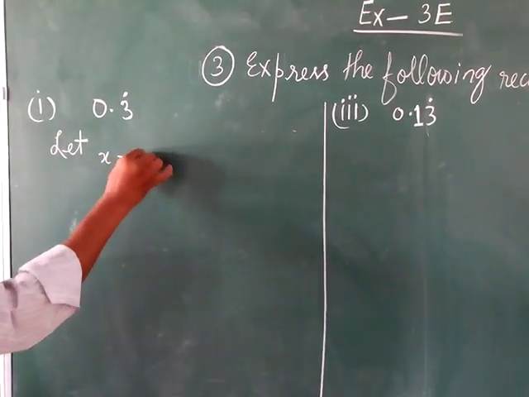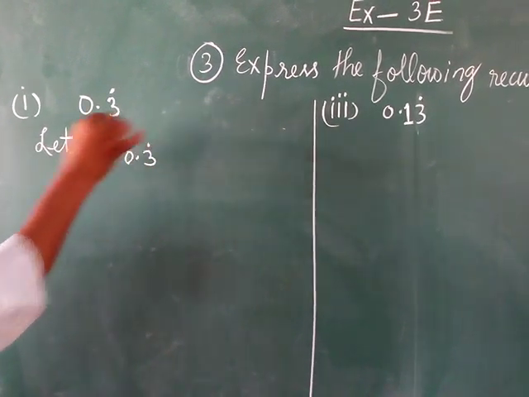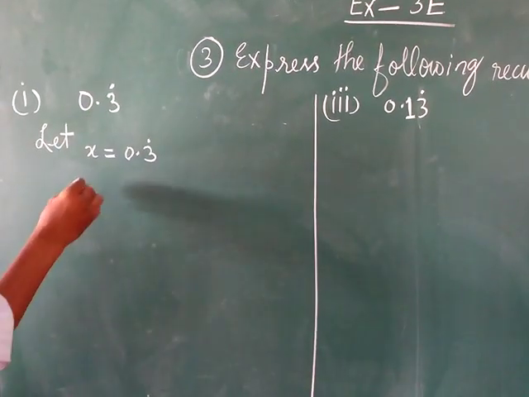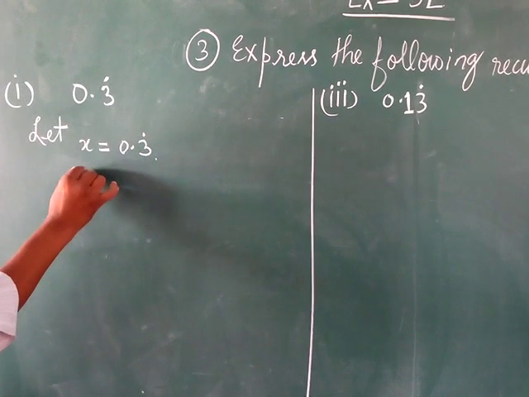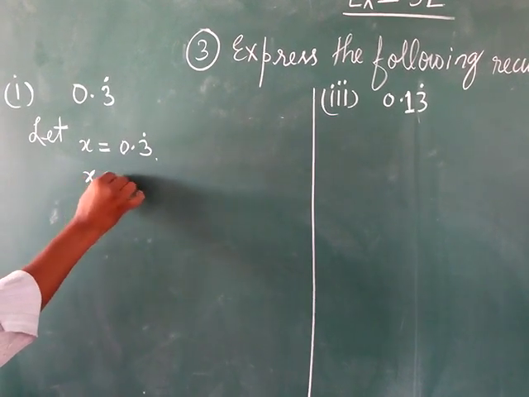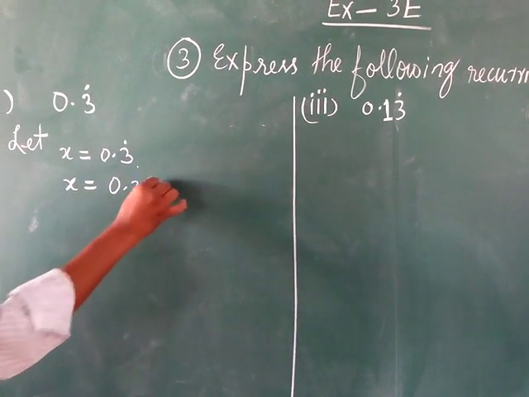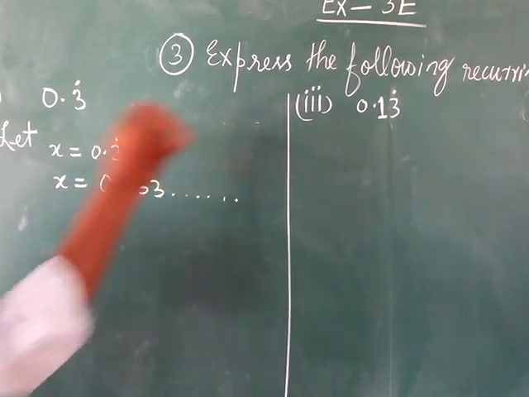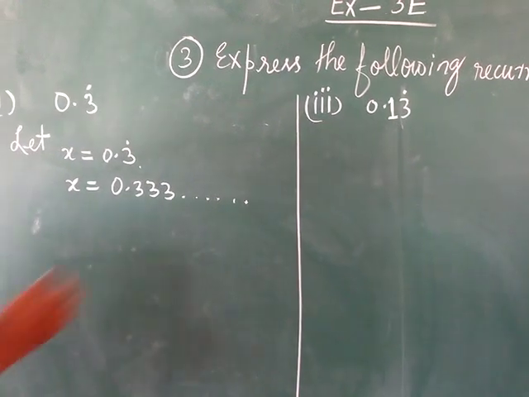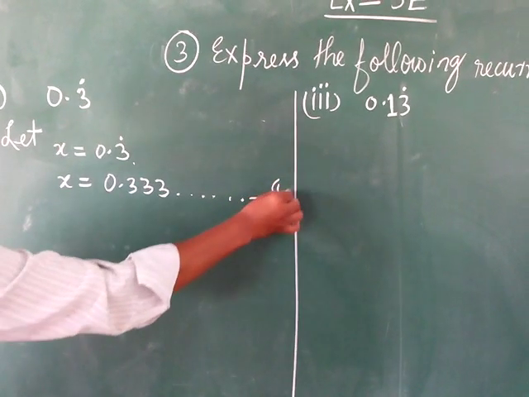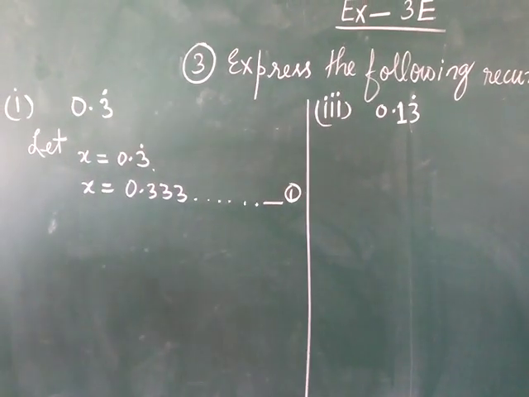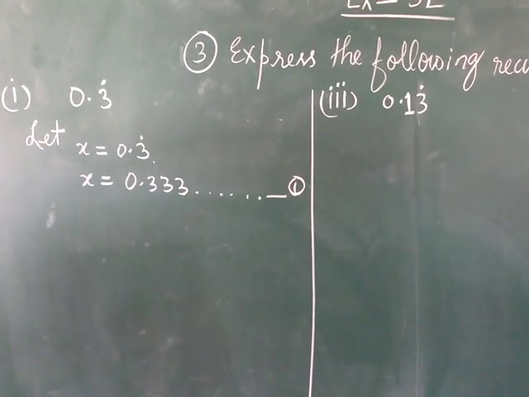x is equal to 0.3 dot. As I have already taught you what this means, x is equal to 0.3 dot means 0.3333 and so on. Suppose that this is equation number 1.